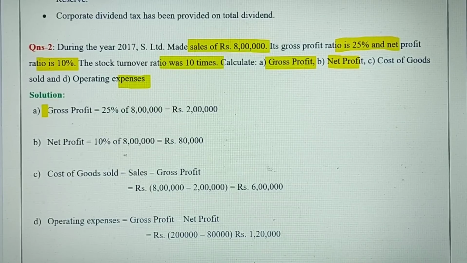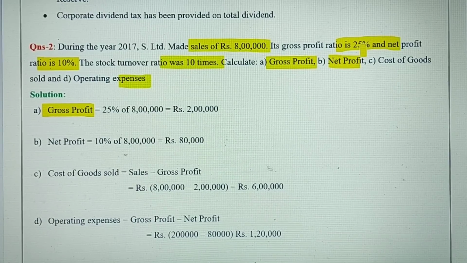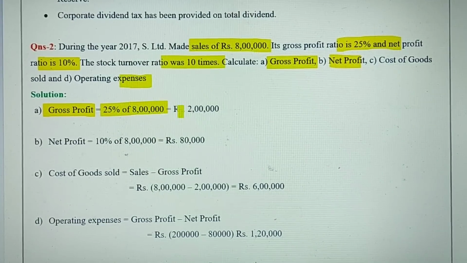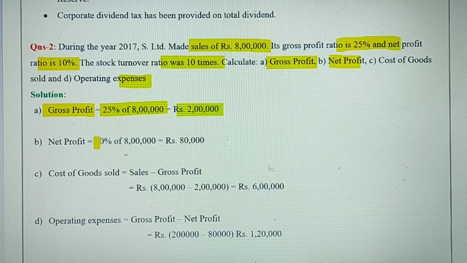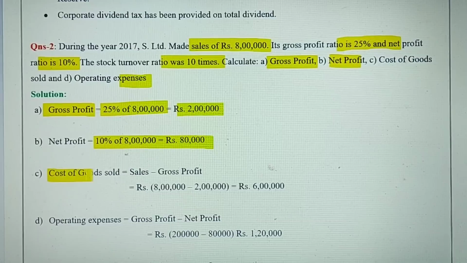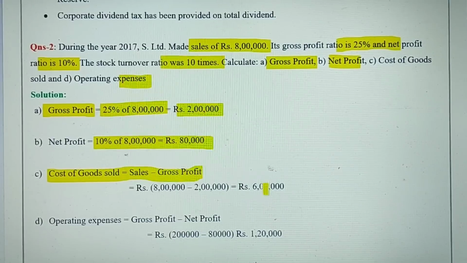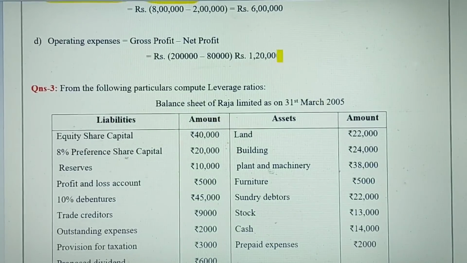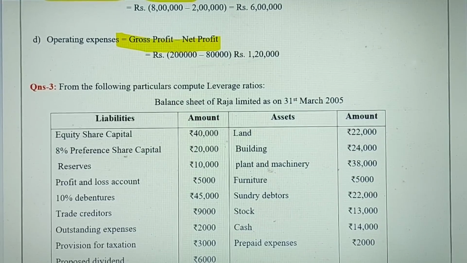Now straight away to calculate gross profit, the percentage is given 25%. So find out 25% of 8 lakhs. 8 lakhs is the sale, so you get this gross profit. To calculate net profit, again 10% is given, so just calculate 10% of 8 lakhs. To calculate cost of goods sold, we use sales minus gross profit. So it's very simple. To calculate operating expenses, again gross profit minus net profit. Very simple one. So you need to learn these formulas.